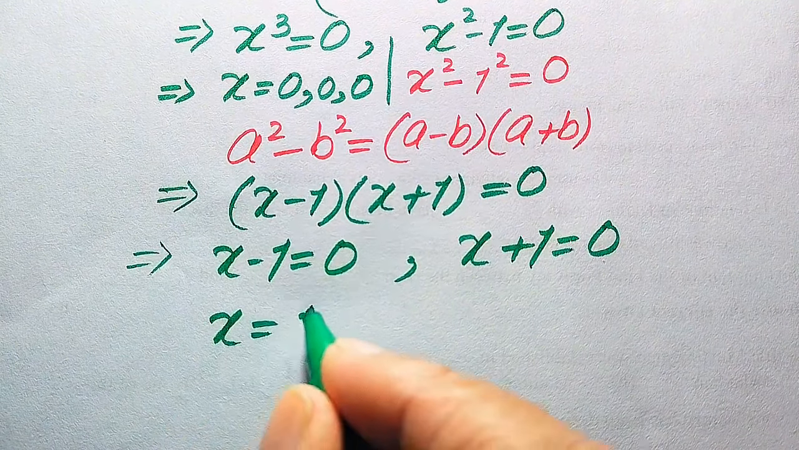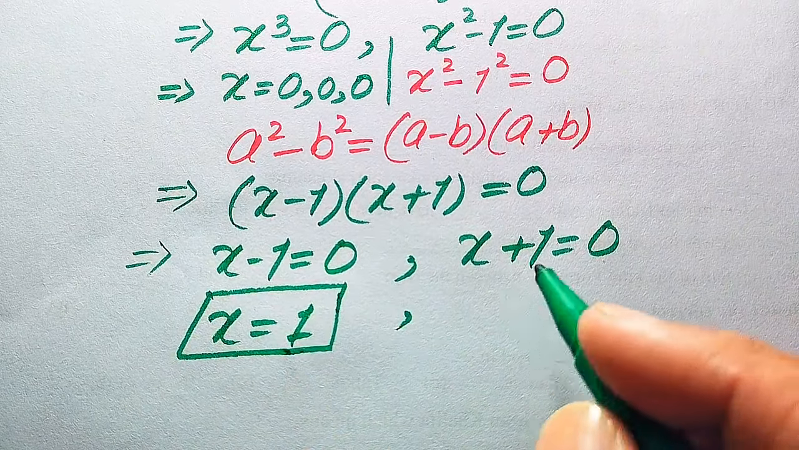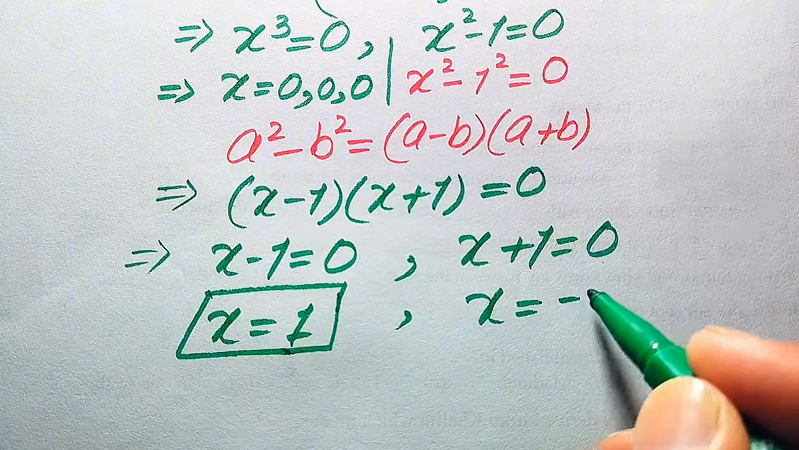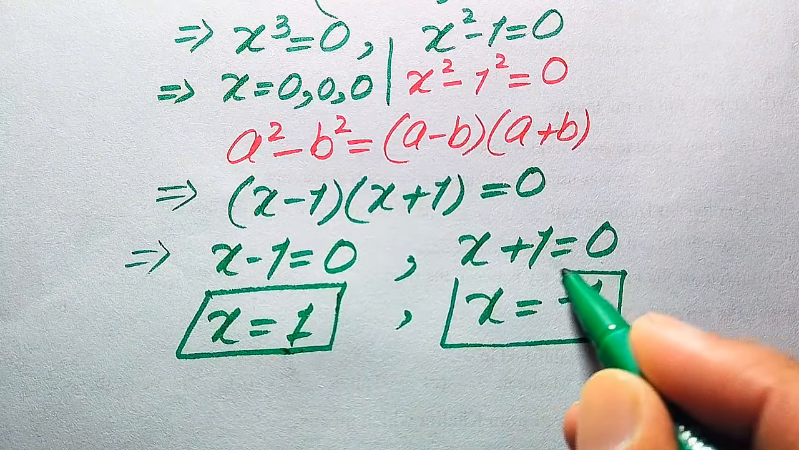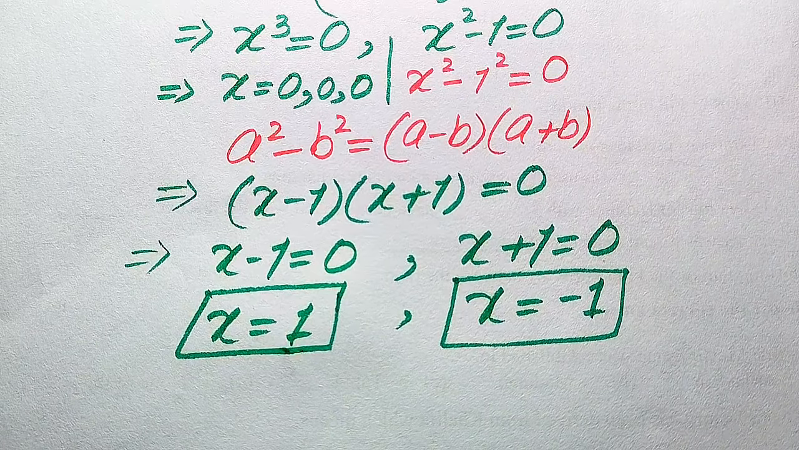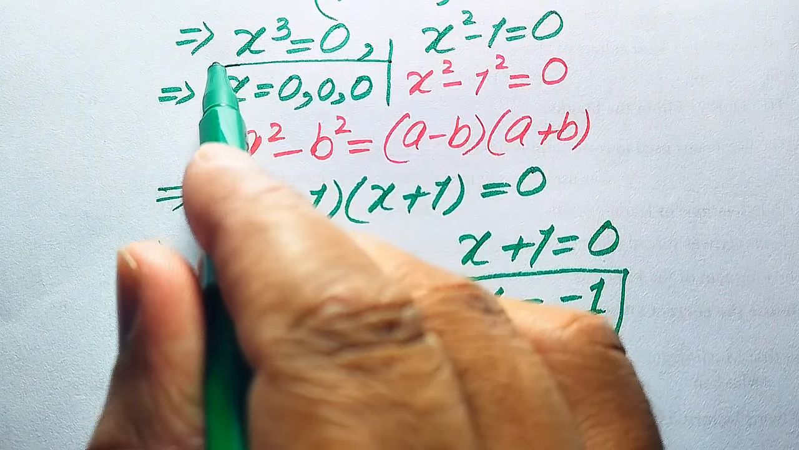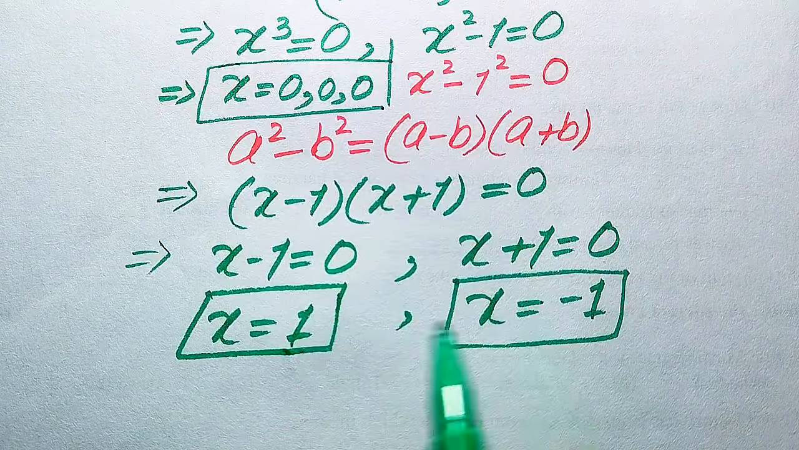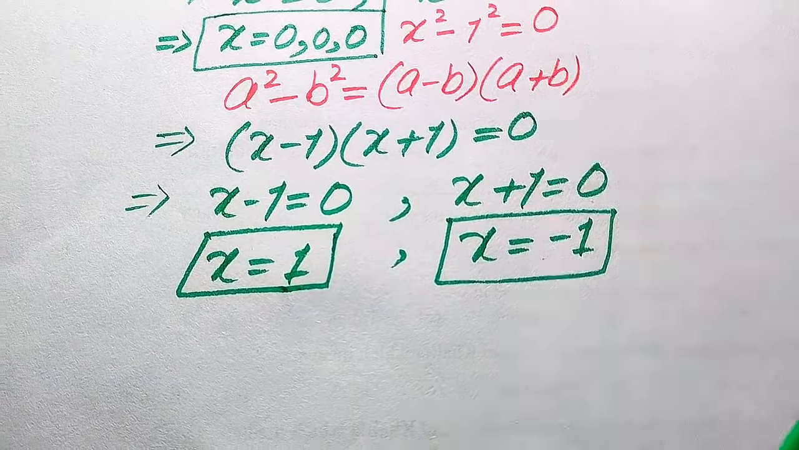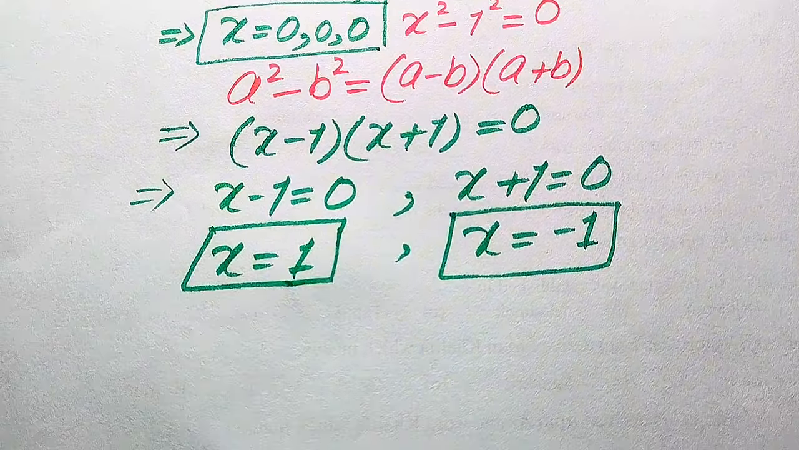So from here we easily get the value of x equals 1. This is the fourth root of the given equation, and from here we get x equals minus 1. This is the fifth root of the given equation. Because our given equation is of fifth order, it means that the given equation has five roots. These are the 3 equal roots, that is 0, and these are the 2 distinct roots, that is 1 and minus 1. So here we get a total of 3 distinct roots of the given equation: 0, 1 and minus 1.